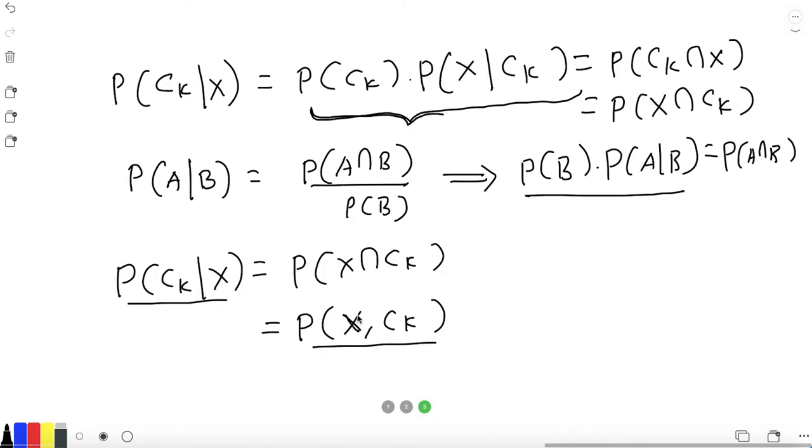As I said, x is a data point. That means it can be an n-dimensional vector. I can write x as x1 comma x2 up to xn. That means this x data point has n features. It may have n features. So for example, this can be understood like this.